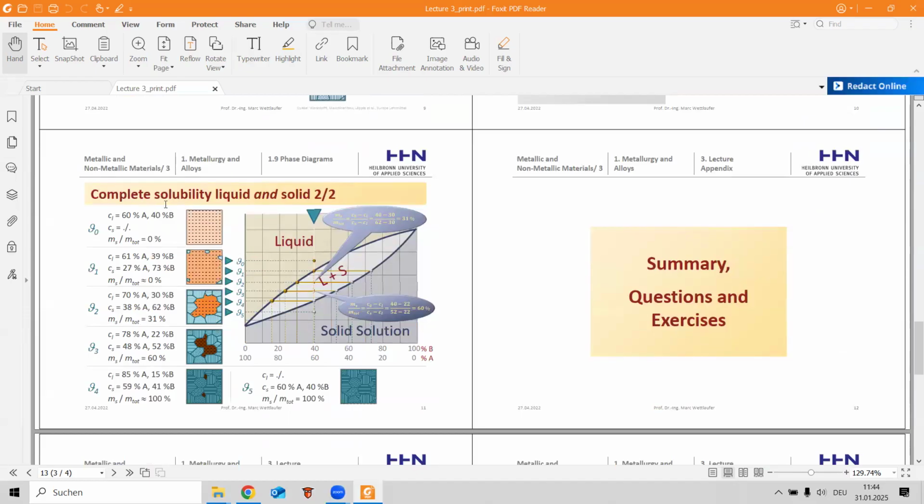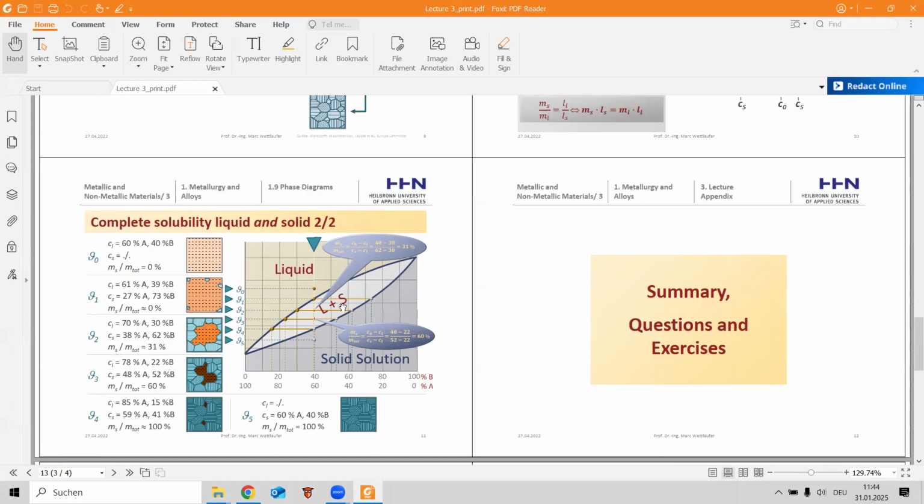Right, solubility, liquid and solid. So here different phases are illustrated. And here we can apply formulas like solid mass divided by total mass is equal to certain concentration minus concentration of liquid divided by concentration of solid minus concentration of liquid.